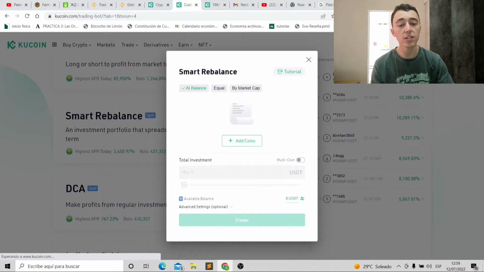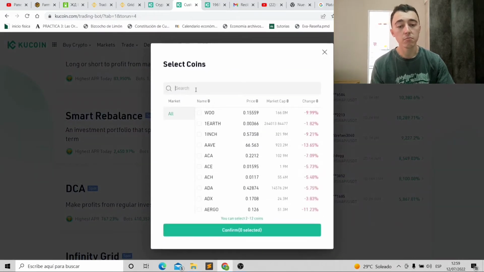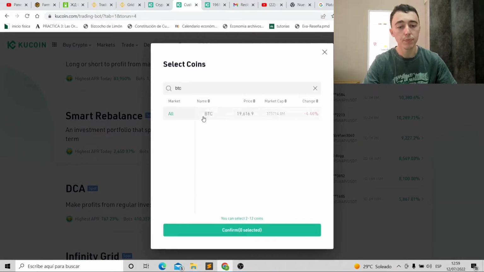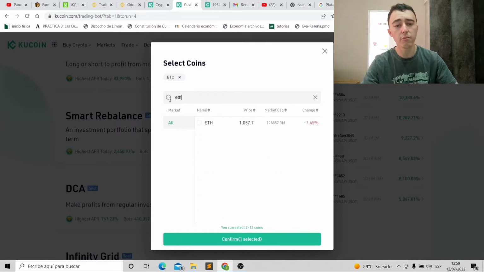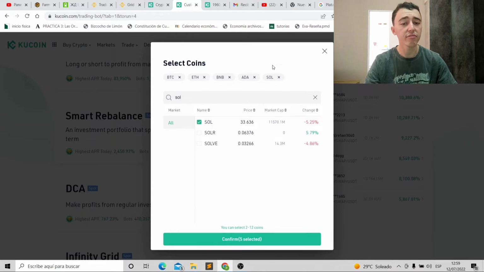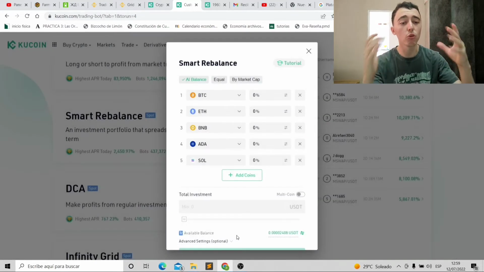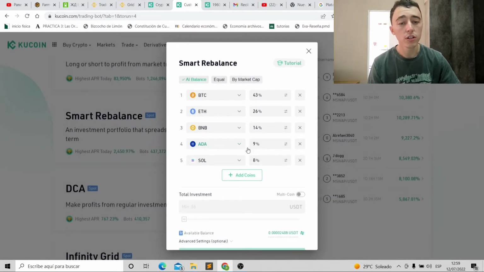In my case, for example, let's say I want a portfolio that has BTC. Okay, we put BTC. Let's say we want to have also Ethereum. Okay, let's put Ethereum, and let's say we want to put maybe some BNB. Okay, some Cardano, for example, and let's say Solana. Okay, we have like 5 different coins, and we want to create a portfolio with that. Okay, we have an option that is the AI, or artificial intelligence, balance your portfolio. I wouldn't do that. I don't even know what that AI is based on, so I wouldn't trust that. But we have different options.